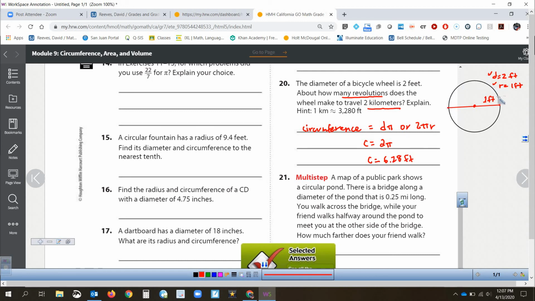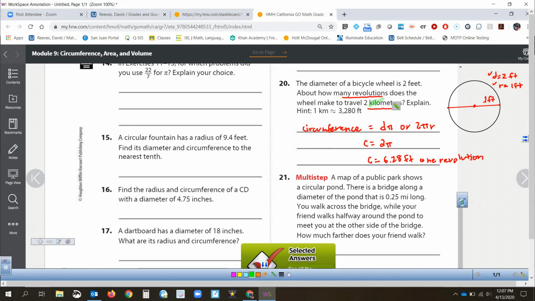That means every time this circle turns around 1 time, every time it goes around once, that's going to be 1 revolution. Okay, does that make sense? 1 revolution is 6.28 feet. Now it says about how many revolutions does it need to travel 2 kilometers?